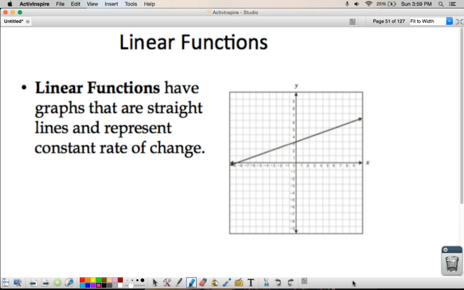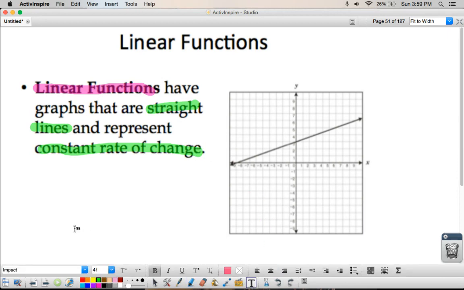All right, now we're going to look at linear functions. So we just looked at functions, and it's a relation where each x value has one y value, each input has one output. Now we're looking at linear functions. A linear function has two qualities. The first one is that it graphs as one straight line and has a constant rate of change.